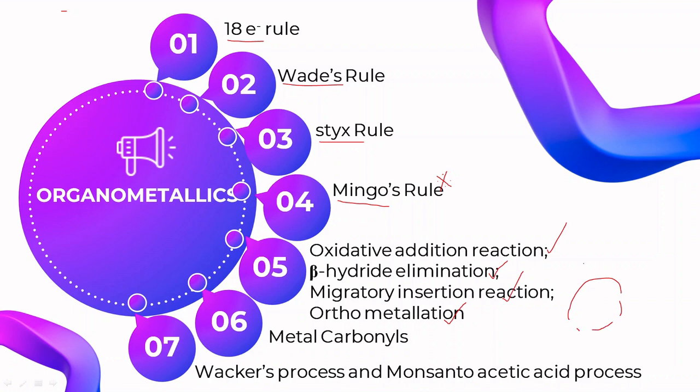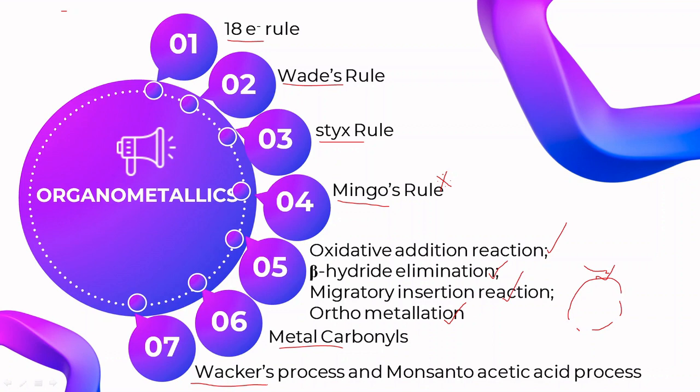Then you move on to metal carbonyls. In metal carbonyls, questions will be asked like a set of metal carbonyls will be given, and you will be asked to arrange them in increasing or decreasing order of metal carbon bond or carbonyl stretching frequency, or the number of metal bonds in a cluster. Those types of questions will be asked. Then also learn about the Monsanto process, Baker's process, etc.